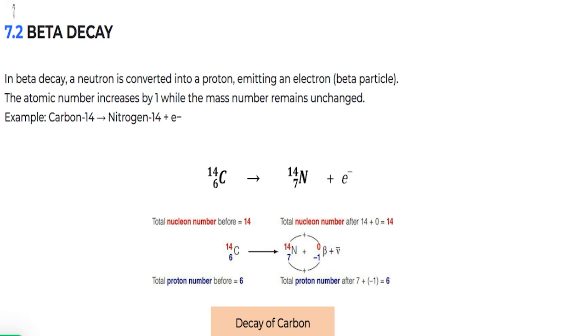You can see in the example below, this is an example of carbon-14. The total number of nucleons before was 14, and even after it emitted the electron, the total number of nucleons remains the same. But you can see that the proton number has changed from 6 to 7. So that is why this element is now not carbon, it is nitrogen. So this is also known as the decay of carbon.